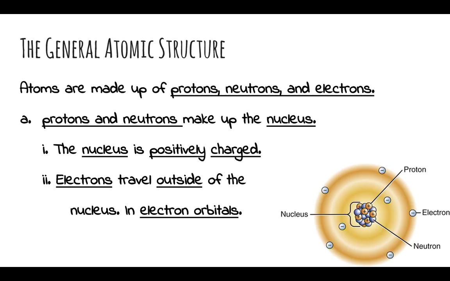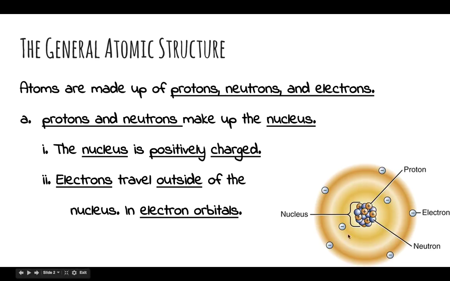General atomic structure goes like this. Atoms are made up of protons, neutrons, and electrons. Inside of an atom is the nucleus of the atom. Inside the nucleus has protons and neutrons. We say that the nucleus is positively charged since the neutrons inside the nucleus do not have a charge. They are considered neutral. On the outside of an atom are the electrons.